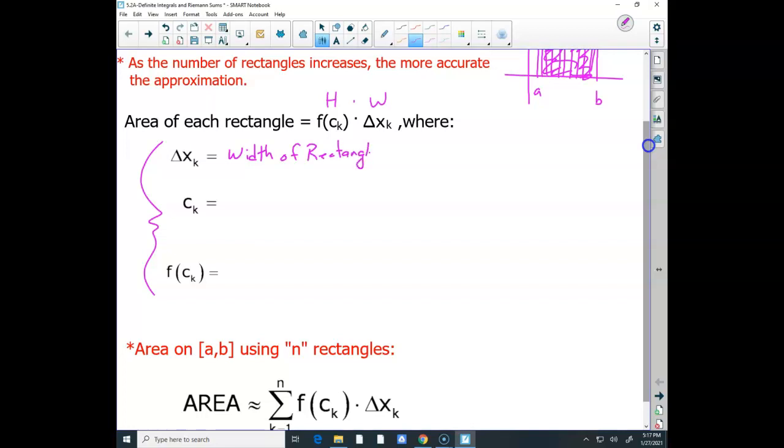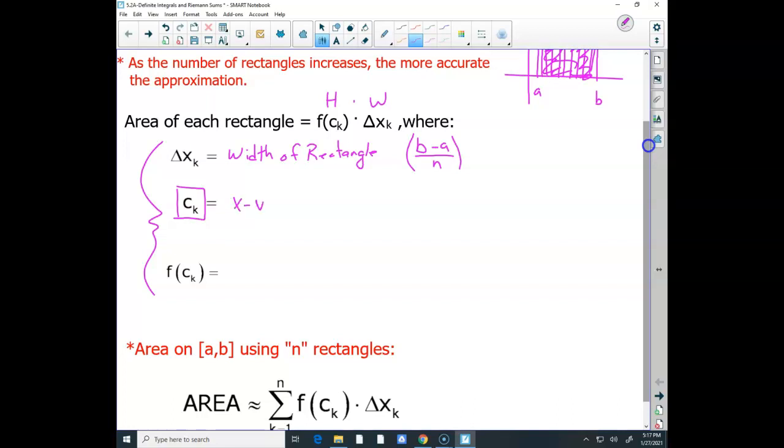And remember, the widths do not have to be the exact same. However, for the ease of our calculation, we're making them all the same. And the way we're finding this delta x sub k, we're always taking b minus a divided by n. That's how we found it every time. Then we run into this c sub k value. What the heck is that? Hey, we've been working with this c sub k value, and there's a reason why I've been beating the tar out of the c sub k.